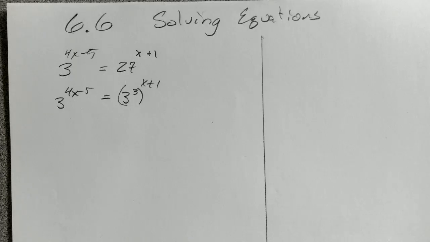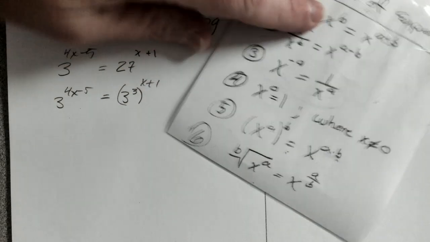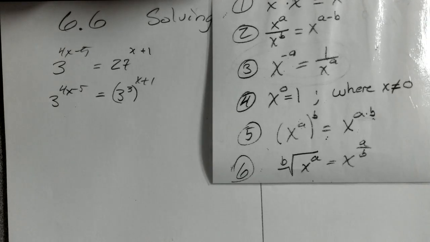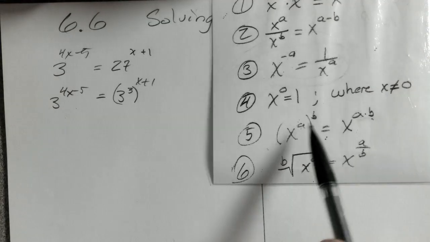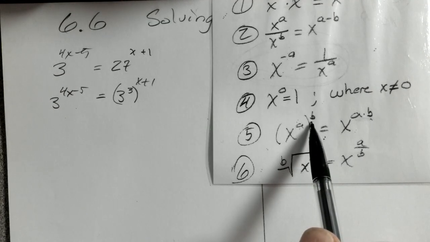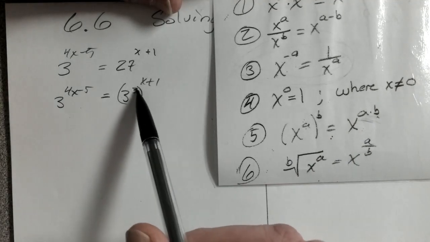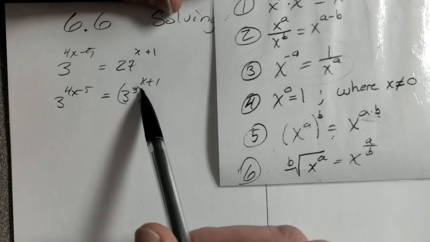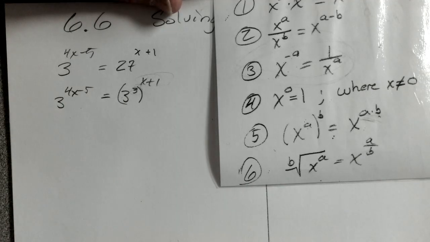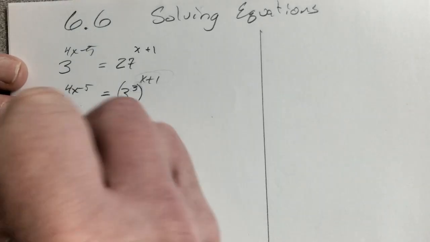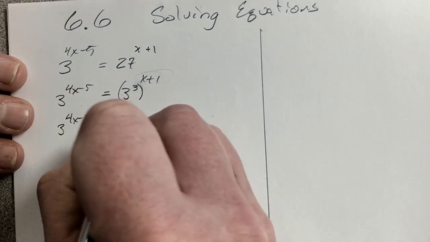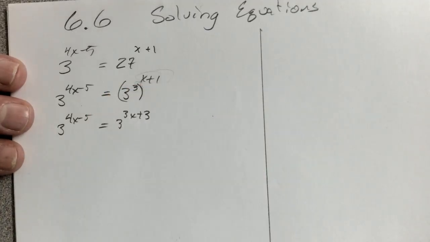And now, looking at our exponential properties, when I have a power raised to a power, what do I do with those powers? What operation do I use on those powers? Multiply. When I have a power to a power, we're going to multiply. So, 3 to the third raised to the x plus 1, I have to multiply 3 with x plus 1. So we end up with 3 raised to the 4x minus 5 is equal to 3 raised to the 3x plus 3.